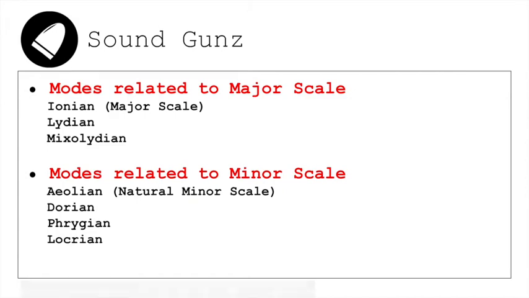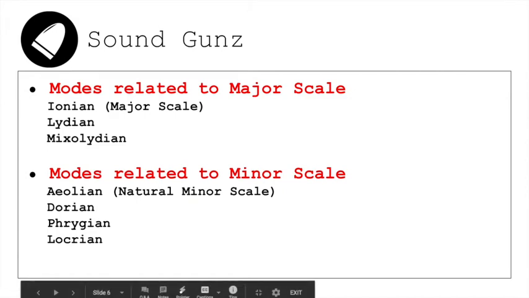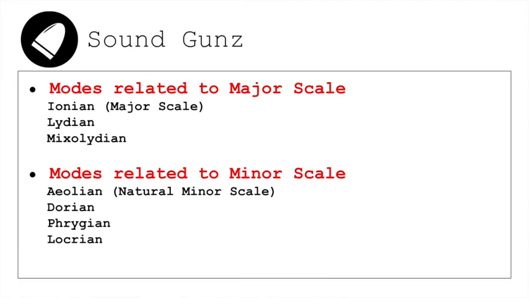Now, you have the natural minor scale, which is accessible from the major scale by pressing the number 6 on the keyboard and using the Aeolian mode. And the modes that tonally relate to the natural minor scale and Aeolian mode are the Dorian mode, Phrygian, and Locrian modes. Those modes are tonally related to the minor scale Aeolian mode.